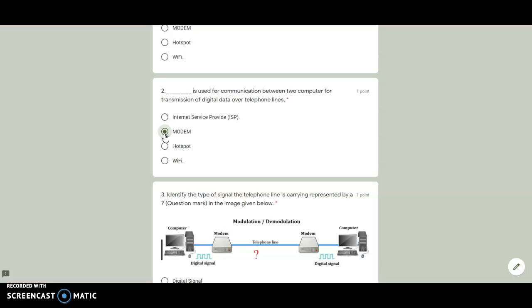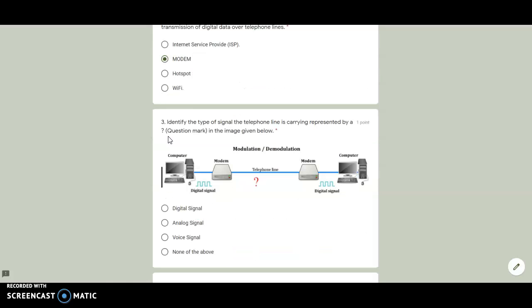Why? Because that's its work, right? That's its work to modulate and demodulate a signal the way we learned it, changing of digital signal to analog and then analog to digital again. We do it, yeah. So we use modem for transmission of digital data over telephone line.